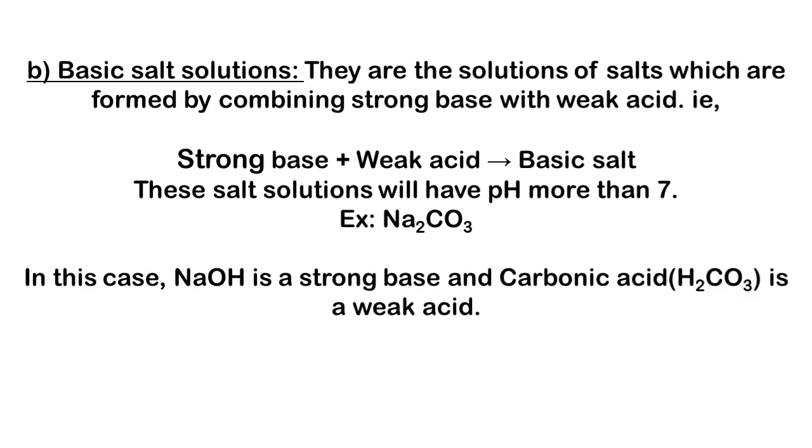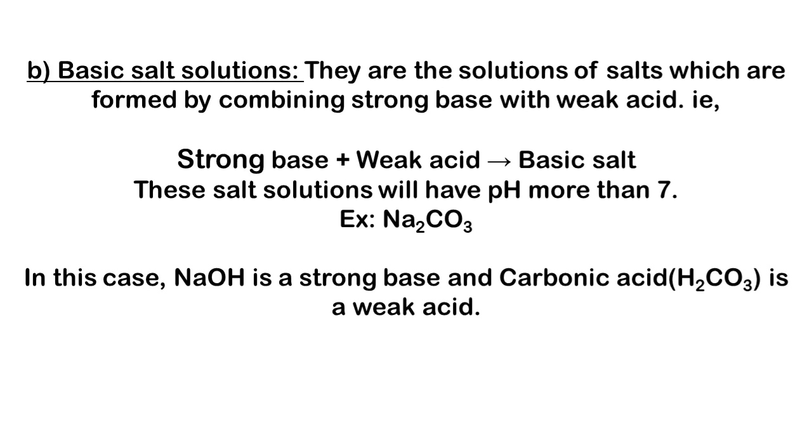Next is the basic salt. Basic salts are another category of salt which are formed by the combination of a strong base with a weak acid and whose pH value is more than 7. A strong base and a weak acid always result in a salt called a basic salt. The example we can give for this salt is sodium carbonate, that is Na2CO3.